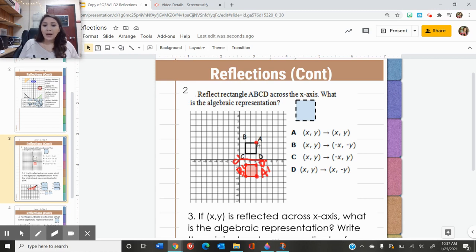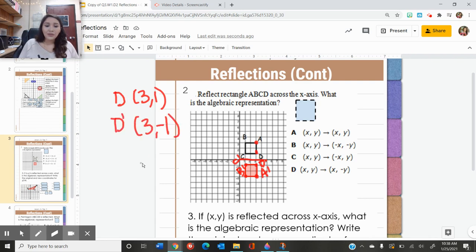Really quickly, if, for instance, A is at 3, 3, I wouldn't suggest using that point for any type of transformation, just because you can't follow which point or which number is changing. So we're going to go ahead and do D. D is at 3, 1. So D we have at 3, 1. And for D prime, we have 3, negative 1.